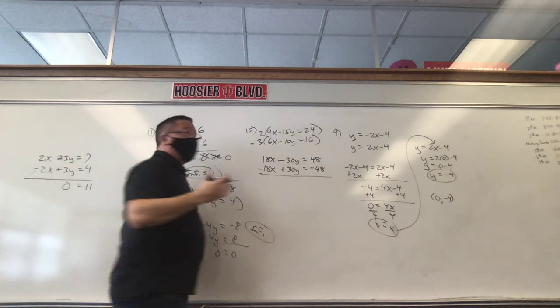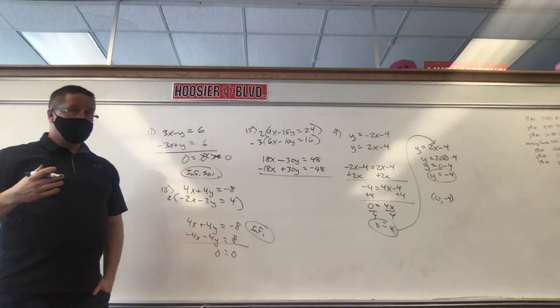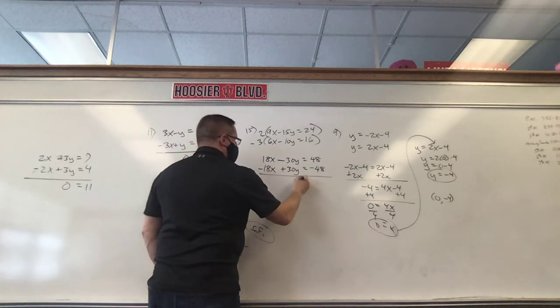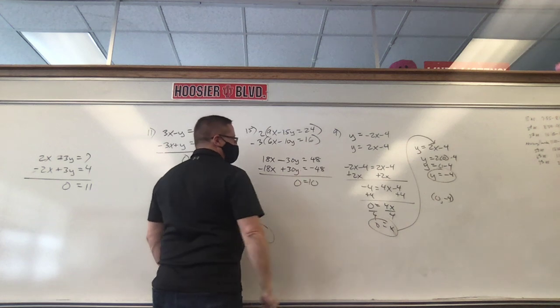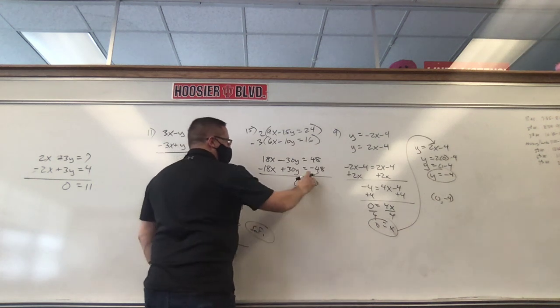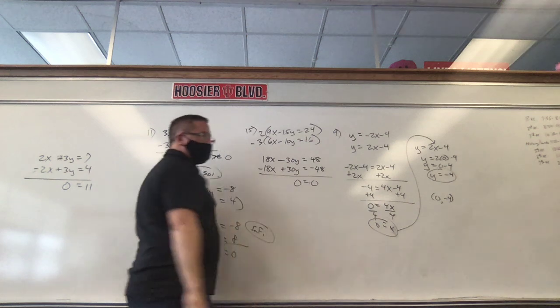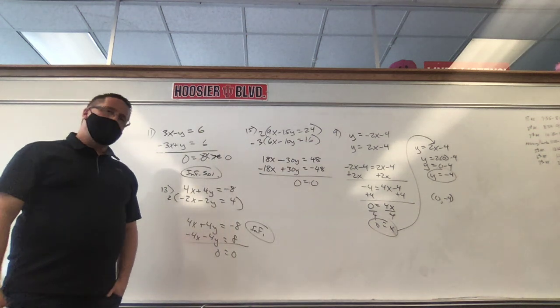So are we going to cancel the y's? They all cancel. Zero x's equals zero, so it's infinitely many solutions. What if it said 0 equals 10? Then it's no solution. What if x is 0? Then you have to find y, plug in 0, and then you have one solution.